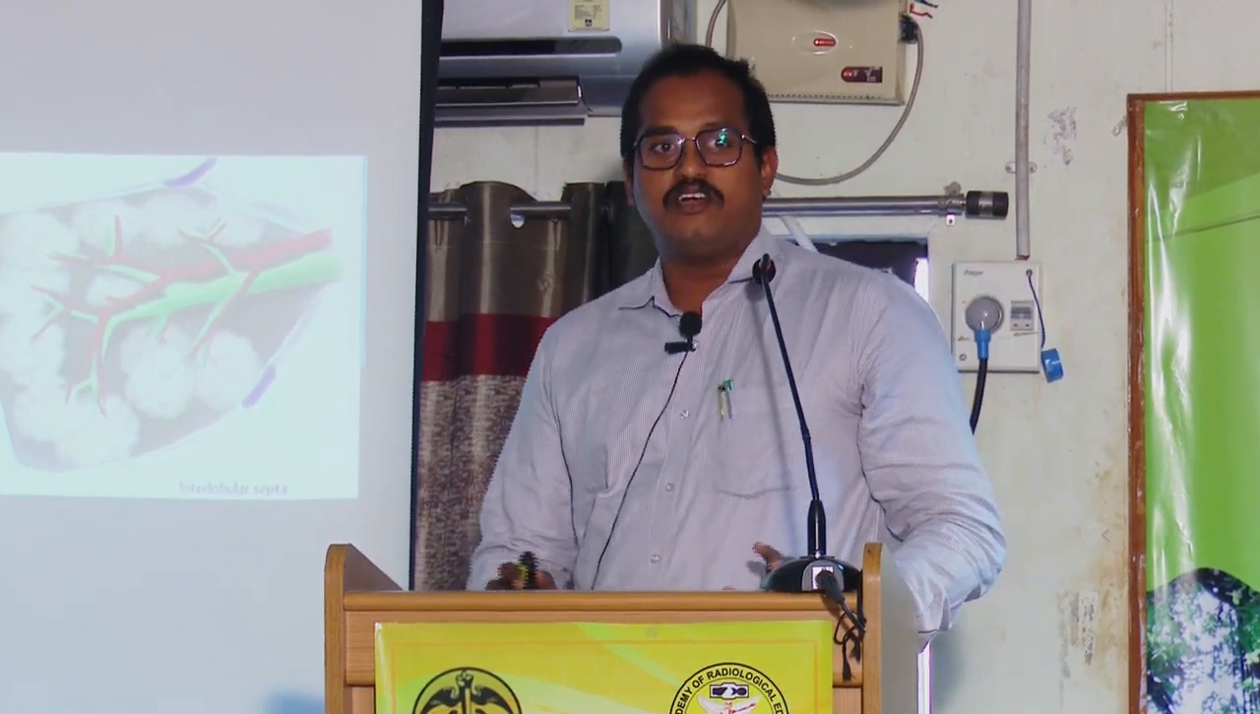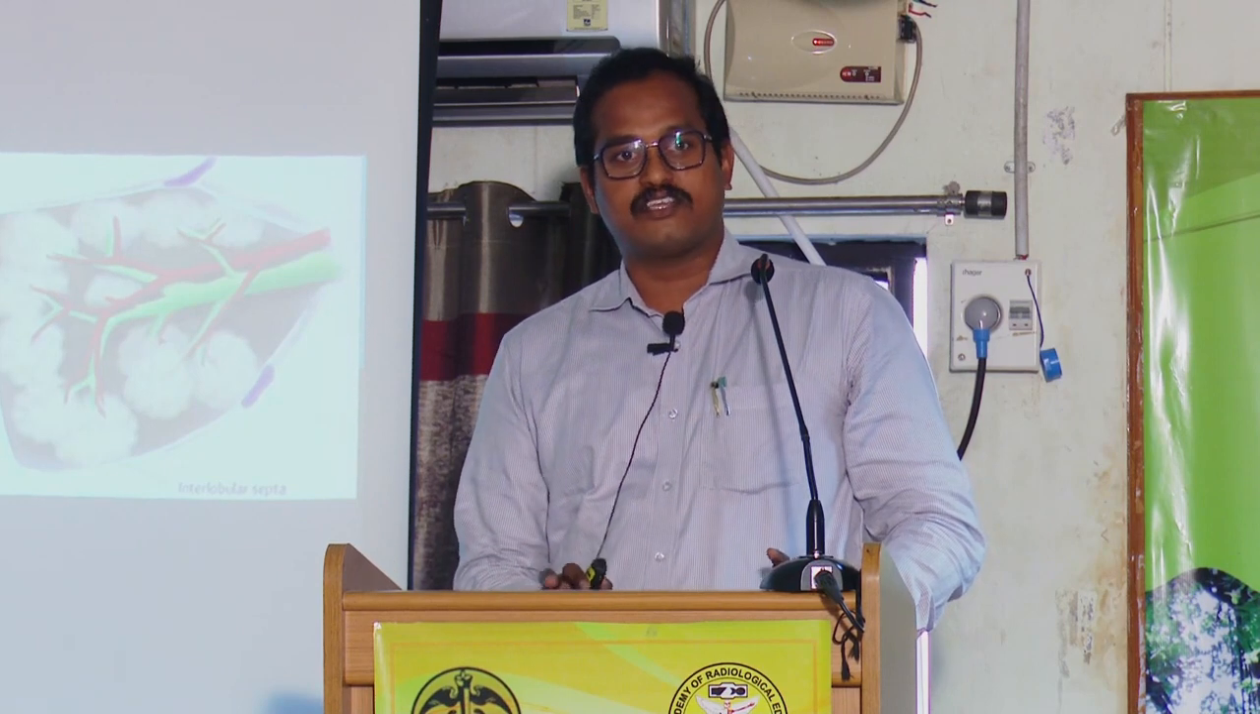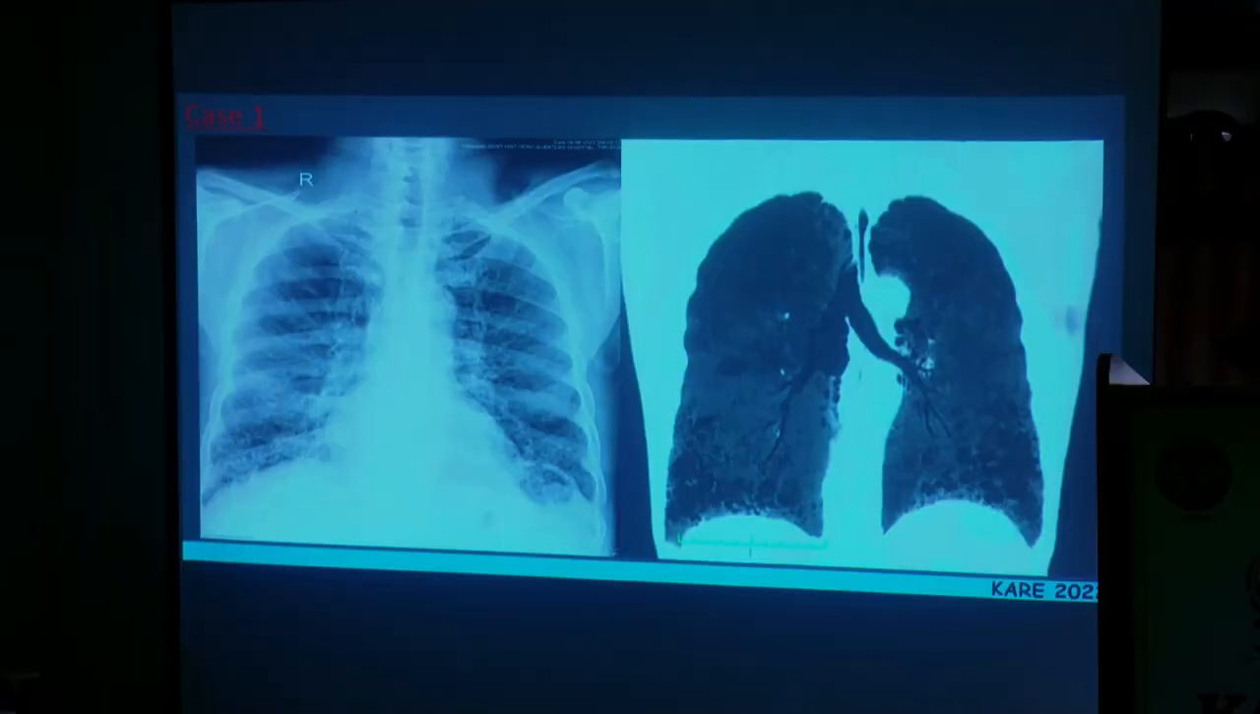Now this will be a case-based discussion on how to approach an ILD case. So this is a frontal radiograph and a mini image. Any clue?